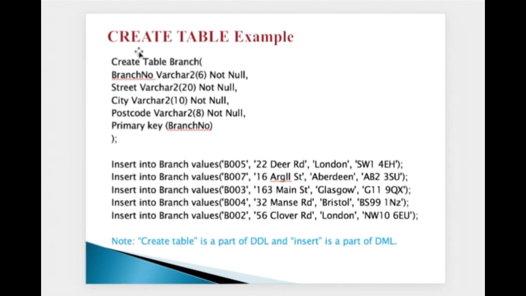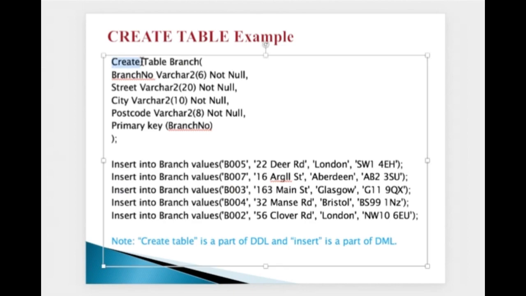First of all, we write create table, then we write the table name, branch, then we start parenthesis. After the parenthesis, we write all the columns that we want to create. These are 4 columns that we want to create. The first column is branch number, and we say that its data type is varchar.